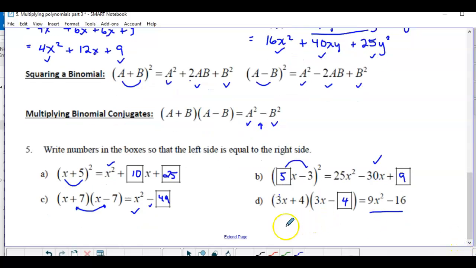Okay, so that's it. That's multiplying binomials together. And so you can use the acronym FOIL to help, but always you're going to get 4 terms to start and collect like terms. If they happen to be binomial squared or conjugates, then you can go straight to the final answer. Okay, that's it.